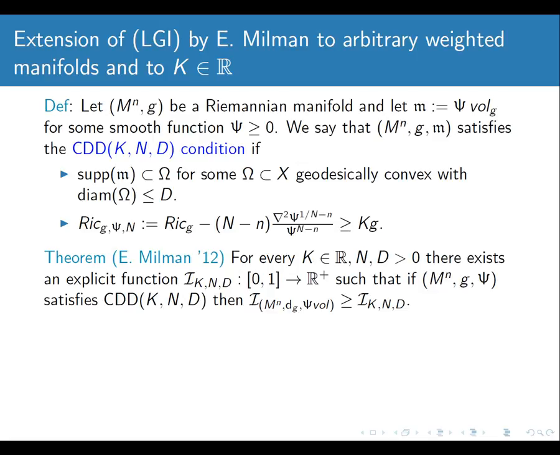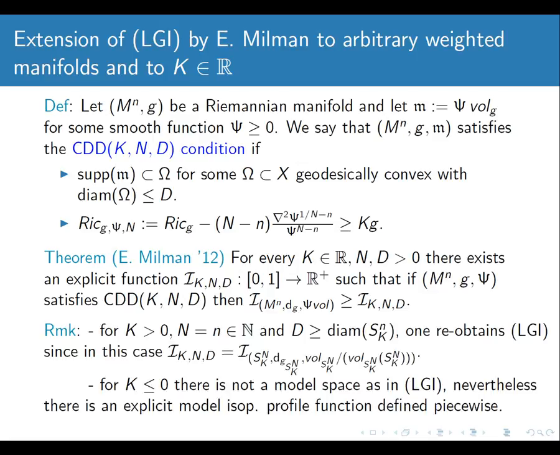This lower bound is sharp, in the sense that for k positive we already know what is the best possible lower bound. We know the model space, the sphere, and everything; it is quite well understood. For negative k, actually there is not a single model space, but for each single volume you have a different space realizing the identity in the inequality of the theorem of Milman.